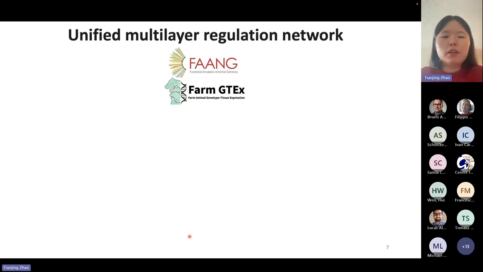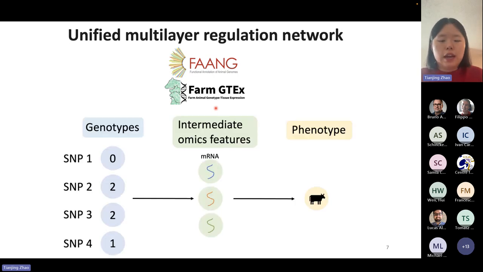New data, for example: nowadays, the pharma consortiums and GTEx consortiums have generated a lot of gene expression data. And those gene expressions form a multi-layer regulation network with the upstream genotypes and downstream phenotypes. So we can see here in the middle, we have some intermediate omics features, such as gene expressions. Inspired by this multi-layer regulation network, we proposed a new method to mimic this framework.